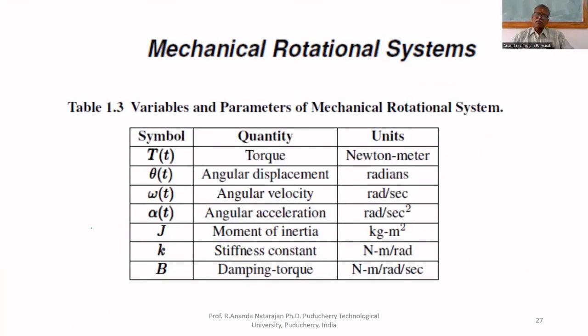What are the constants and variables in that rotational system? Torque, the applied energy, is in the form of torque. Its unit is Newton meter. Torque is what?